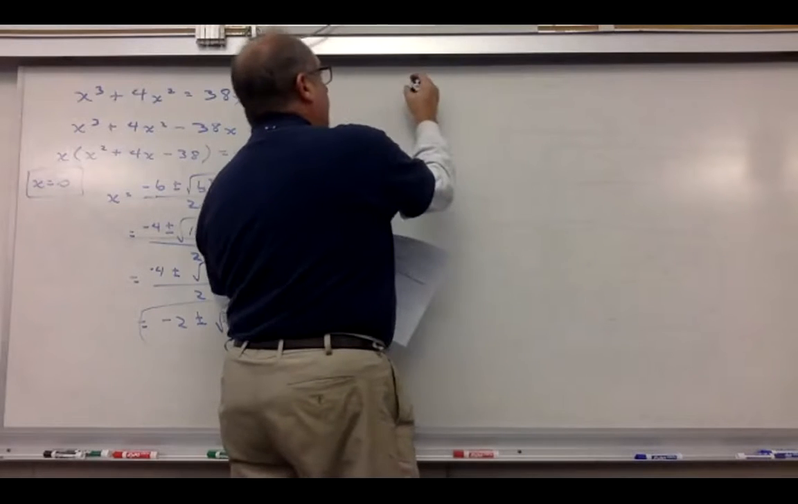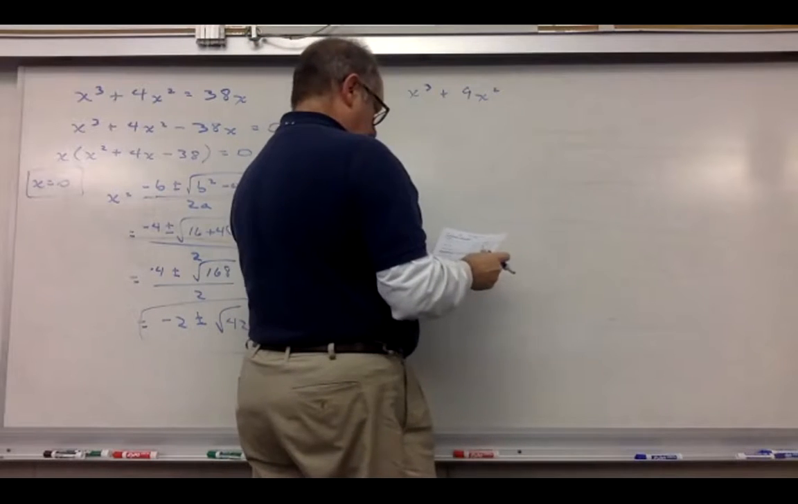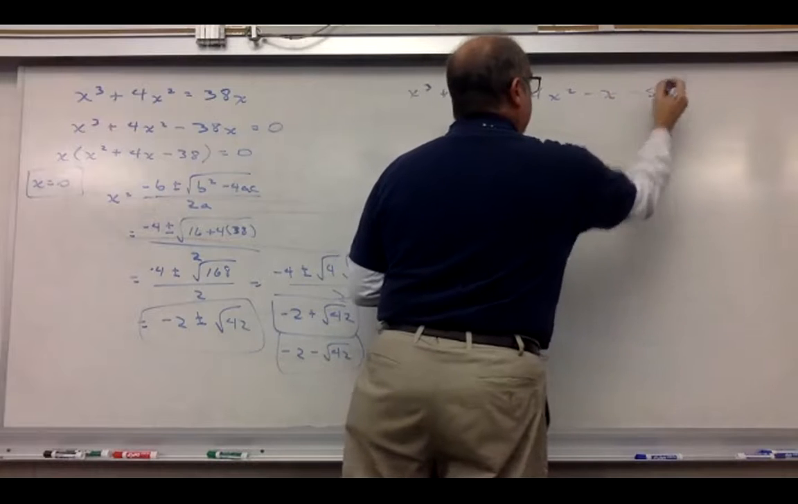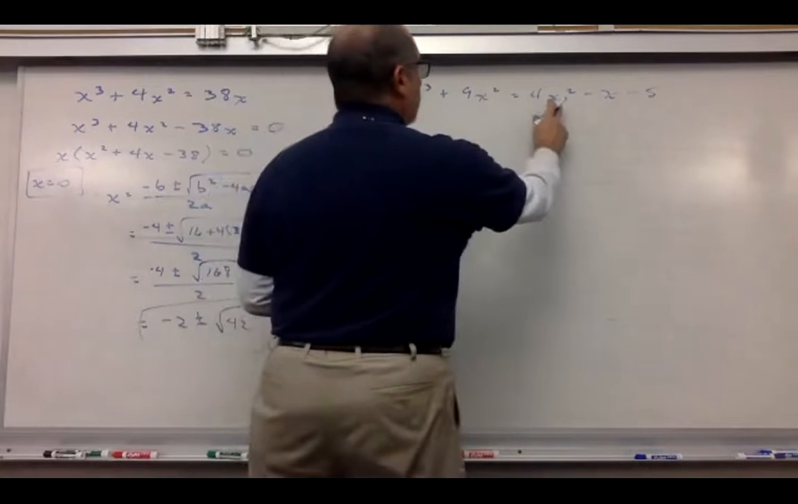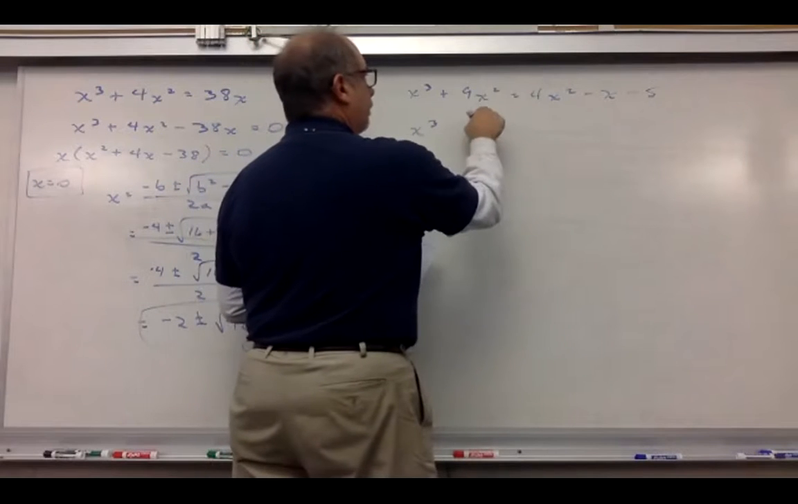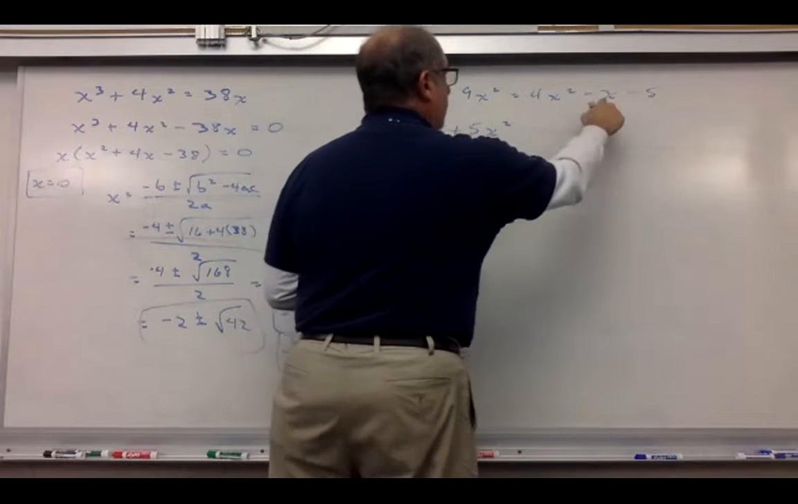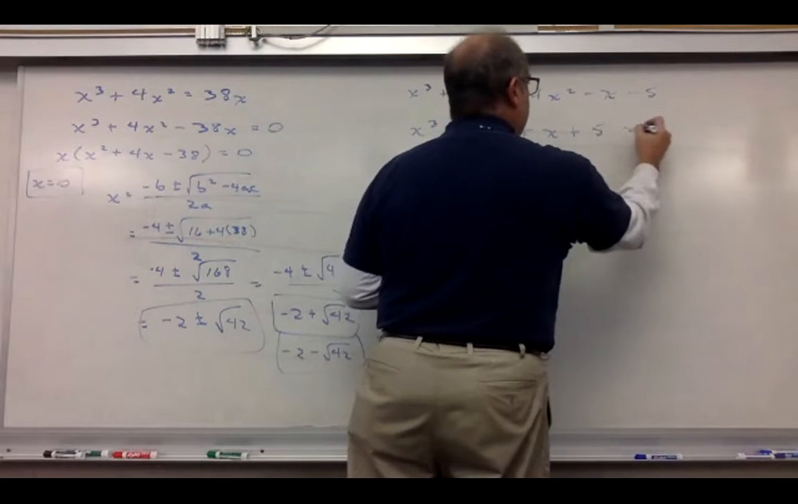X cubed plus 9x squared equals 4x squared minus x minus 5. Okay. All right, now I got to bring everything over. So subtract the x cubed. Subtract 4x squared, you get positive 5x squared. Bring the x over, plus x. Bring the 5 over, plus 5 equals 0.